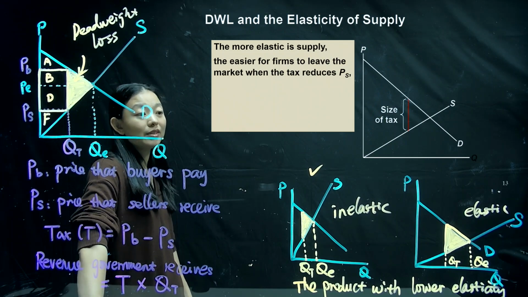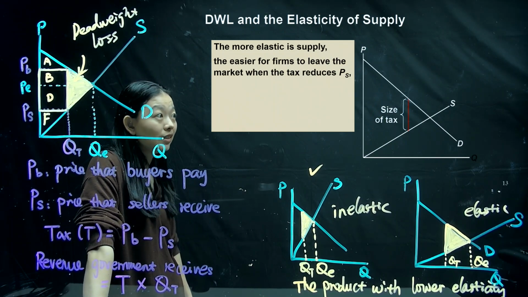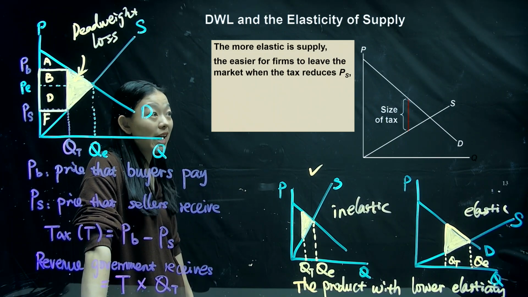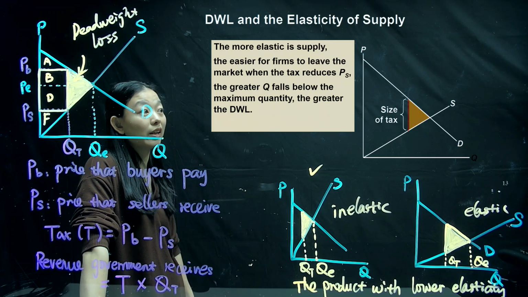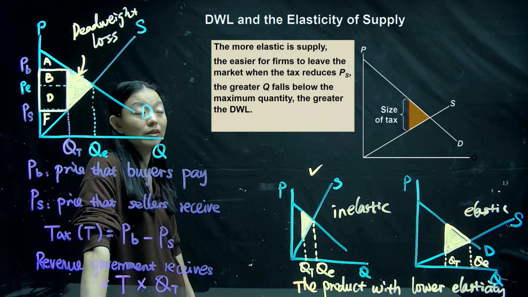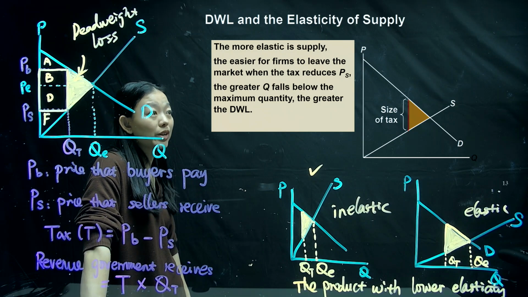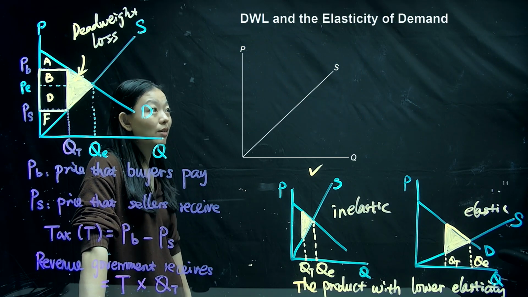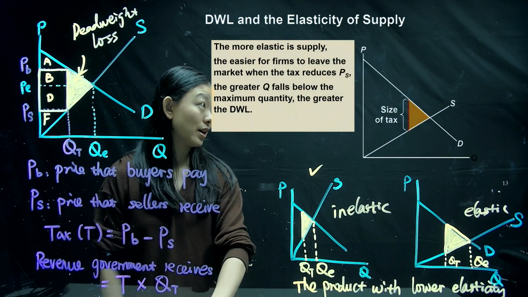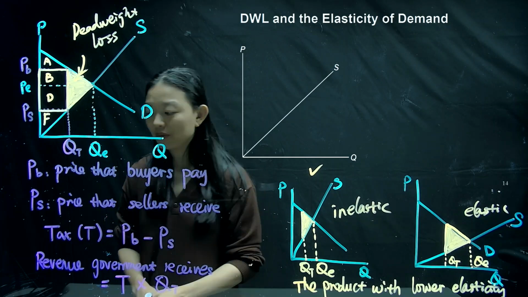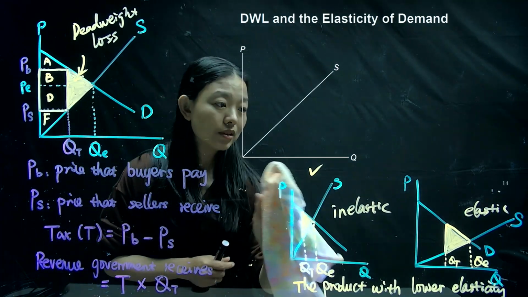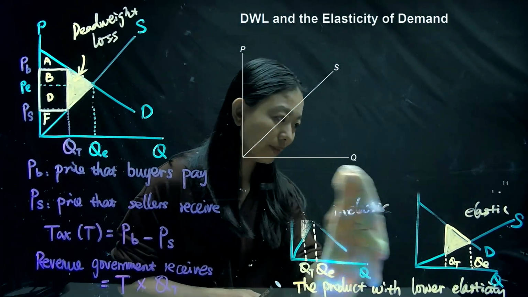However, when the supply becomes elastic, even if the government imposes the same tax, it will reduce the quantity much more. It will change the quantity a lot. So it will result in greater deadweight loss. All right, now this is from the supply side. Now let's see from the demand side what happens. Similarly, I will draw the two graphs.